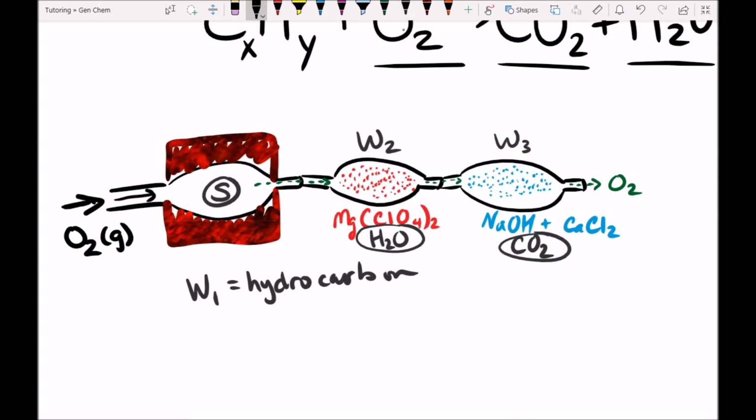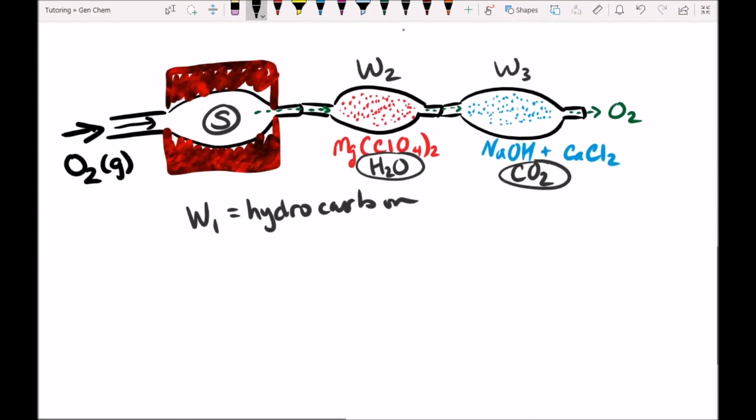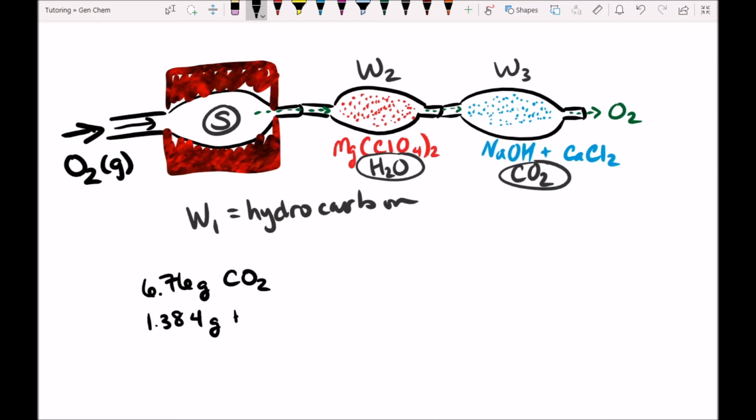And we're going to do a little example of that right now. So let's say we run a combustion train and we produce 6.76 grams of CO2 and 1.384 grams of water. So what's the empirical formula of the original hydrocarbon? Well, what we need to do is figure out how many moles of carbon are in the original hydrocarbon, and how many moles of hydrogen are in the original hydrocarbon.